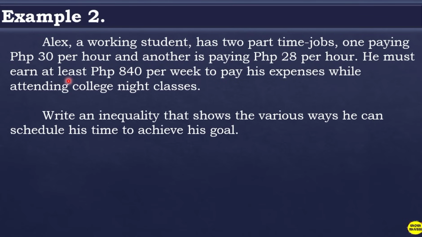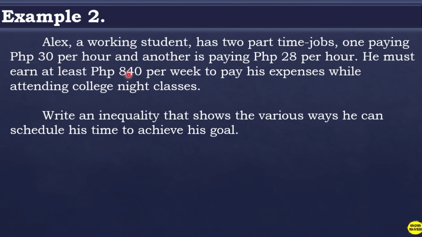So, ibig sabihin ng at least 840 pataas. Okay? So, ano kaya dapat ang schedule niya? Ilang oras siya dapat magtrabaho dito sa first job niya at ilang oras siya dapat magtrabaho dito sa second job. So, maraming paraan. Okay? Maraming ways. So, pwedeng iba-ibang oras, basta ang importante, ma-achieve niya yung goal niya na at least 840 pesos per week.